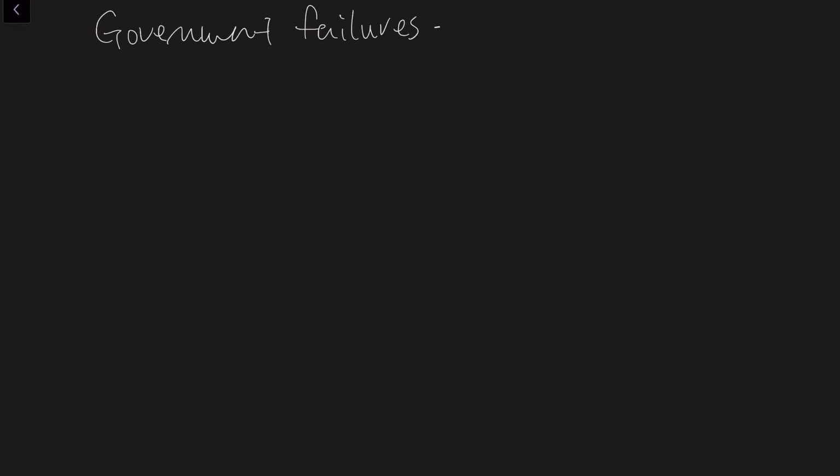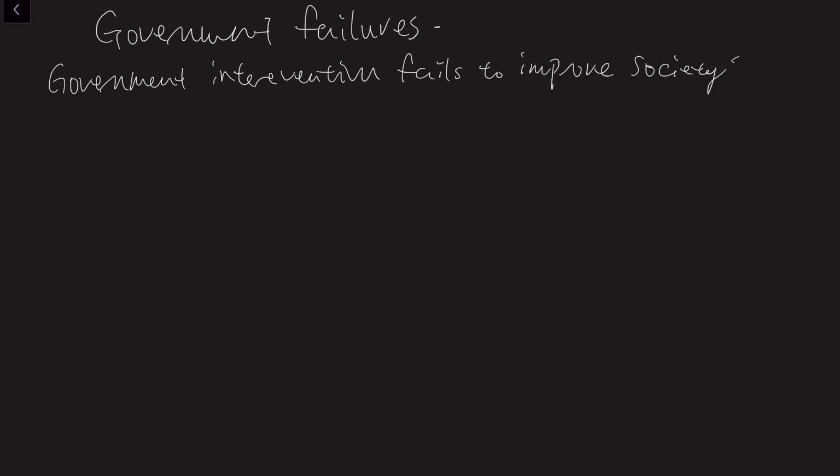Government failures. So this is a very interesting topic. Actually, government intervention fails to improve society's satisfaction, and harms allocative efficiency. Hopefully you can see that there's a connection between satisfaction and allocative efficiency. I guess they are really the same. So if society's satisfaction is not maximized, you are not allocatively efficient.